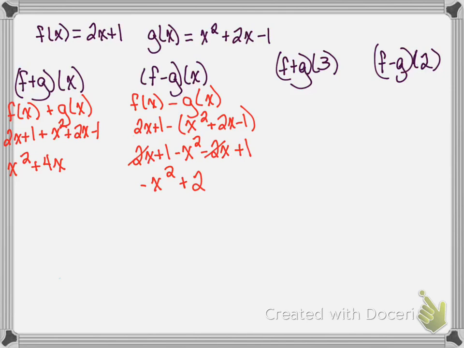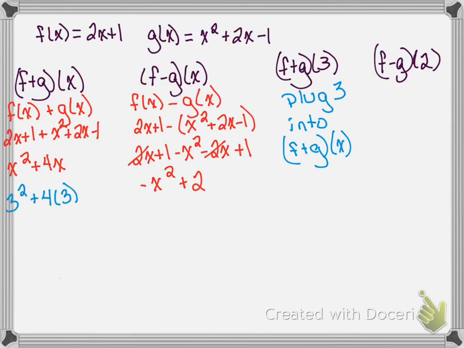3, and we can have a number in there. So, because I have already found f plus g of x, I can plug 3 into my answer for f plus g of x. So I have 3 squared plus 4 times 3. 3 squared plus 4 times 3.